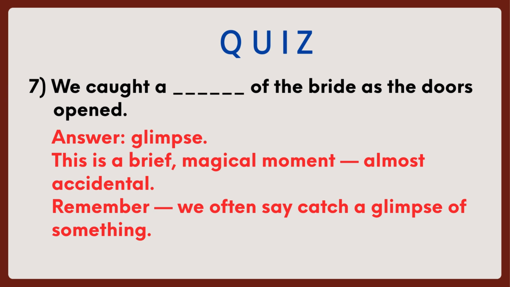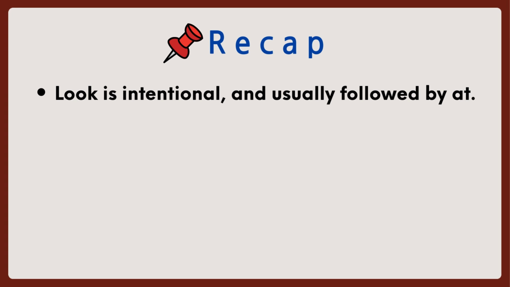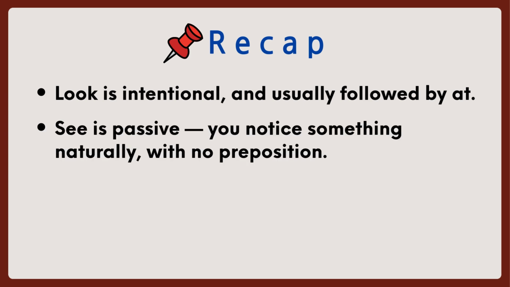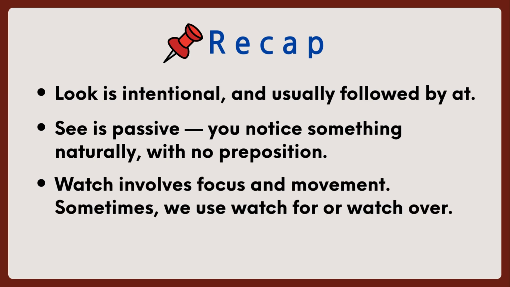Great work. Now that you've practiced with real examples, let's take one last look at what we've learned today. Look is intentional, and usually followed by at. See is passive. You notice something naturally, with no preposition. Watch involves focus and movement. Sometimes we use watch for or watch over.